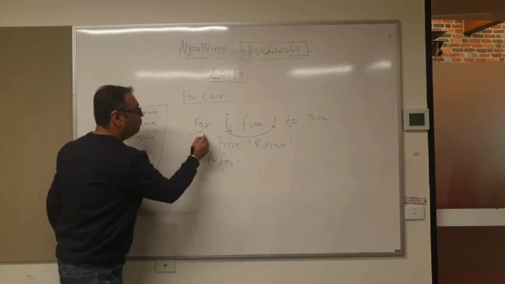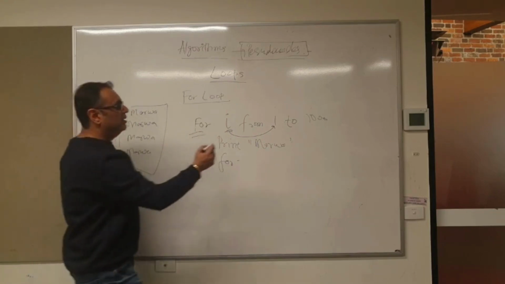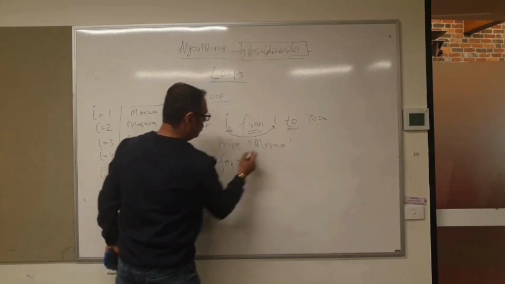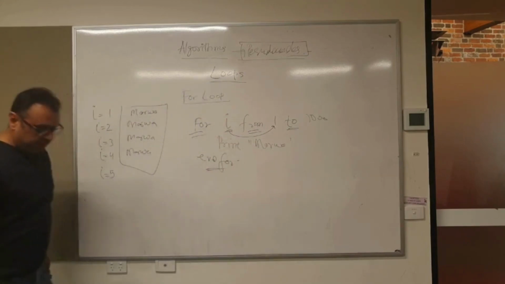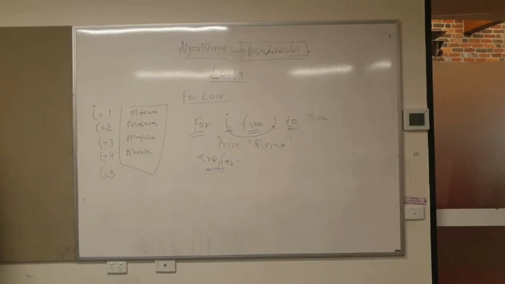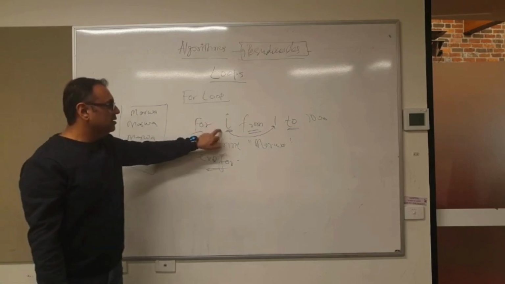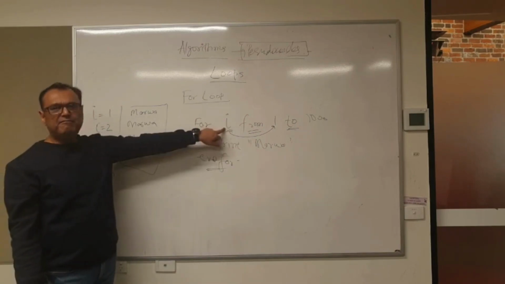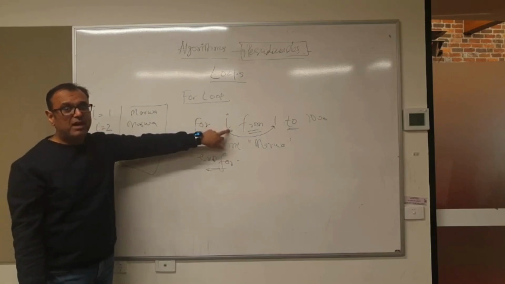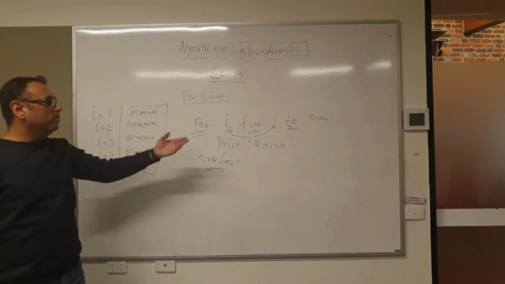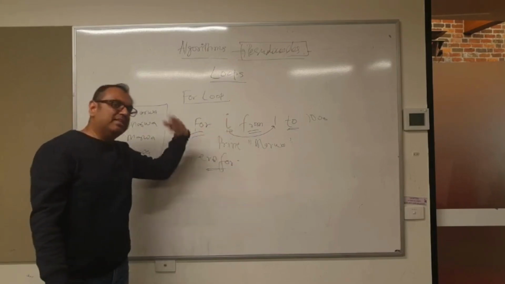Here, for, from, to, and end for, they are keywords. Whenever you are writing the pseudocode using for loops, this is how you write it. And the variable, most of the time you can take I. When they created the for loop, they created I as the variable, and that's how it has been associated.